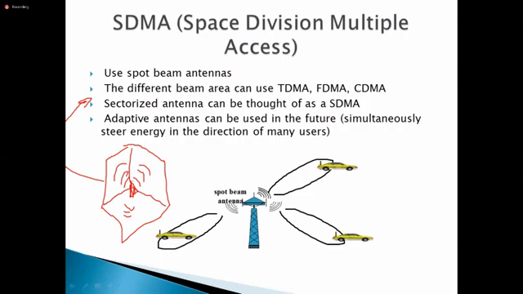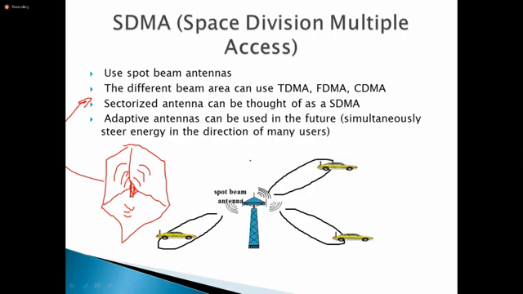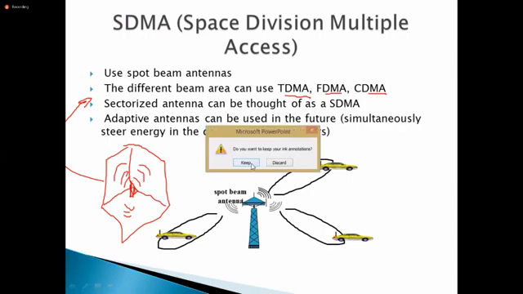Adaptive antennas can be used in the future to simultaneously share energy in the direction of many users, right? So this is space division multiple access. It is also used along with other multiple access techniques, right? Okay, now we are done with the multiple access part.